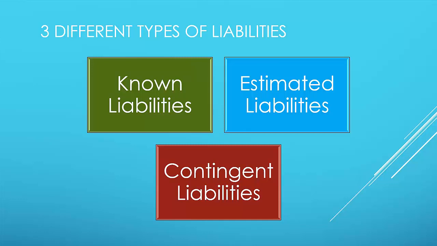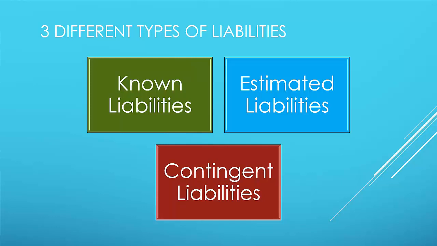All right, there are three different kinds of liabilities. The liability types are either known, or they're estimated, or they're contingent upon something else. So a known liability is something that we know what the obligation is, we know how much it is, we usually know when it's due.